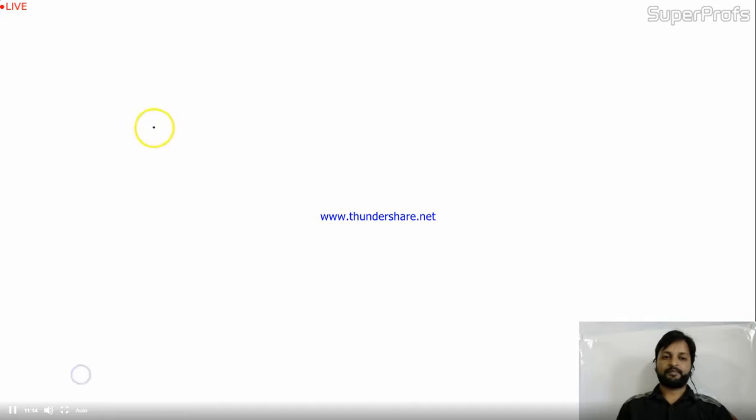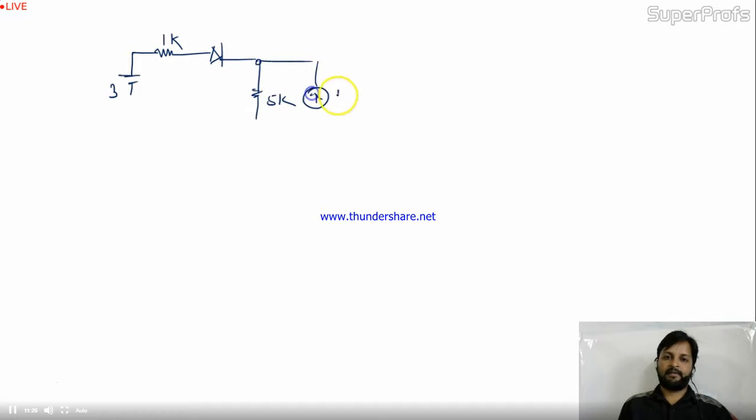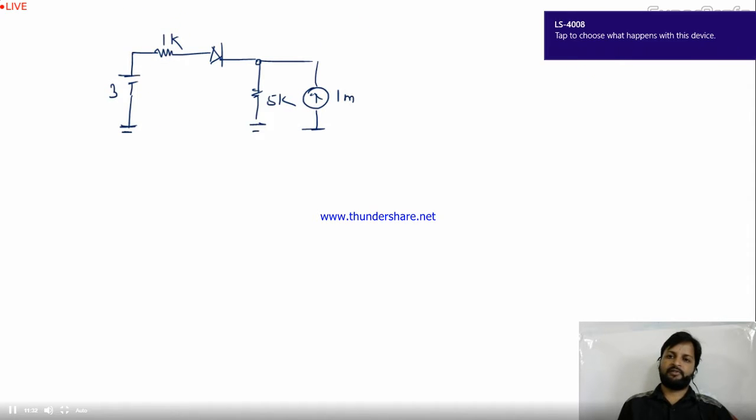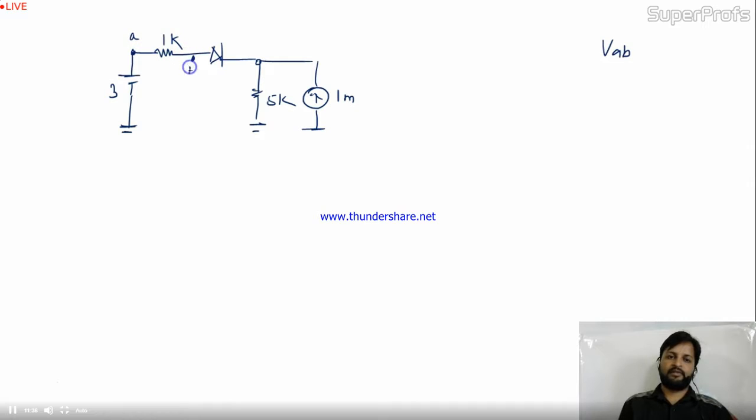Okay. Again, I'll draw in 30 seconds. 1K. This is 3 volt. This is your diode. Okay, fine. This is 5K. And in 5K parallel with 1 milliampere, the question is to find out the VAB. Where is the AB? Across this. You need to calculate VAB, where A is the point over here. The question part is over. They're asking VAB in volts.